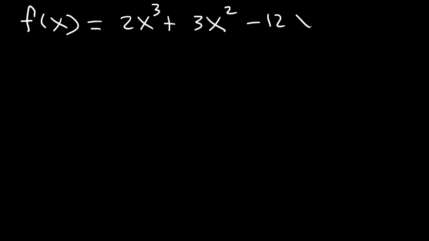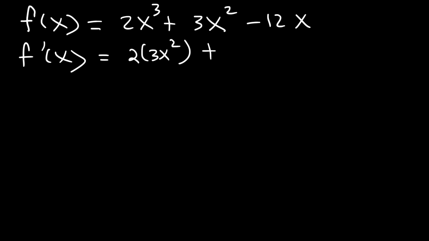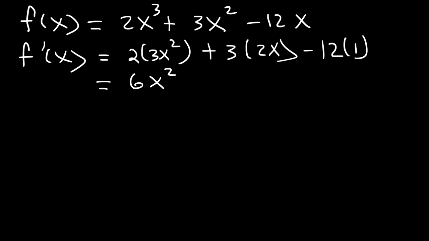Now let's try another problem. Let's say that f of x is equal to 2x cubed plus 3x squared minus 12x. Go ahead and identify all of the relative extrema in this example. So let's begin by finding the first derivative. The derivative of x cubed is 3x squared, the derivative of x squared is 2x, and the derivative of x is 1. So this is equal to 6x squared plus 6x minus 12.